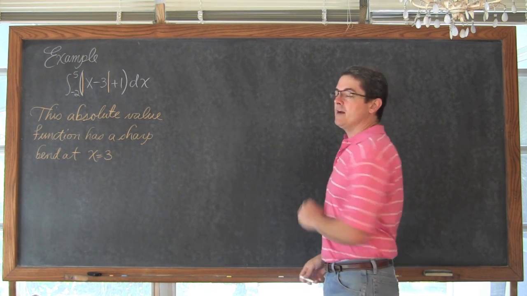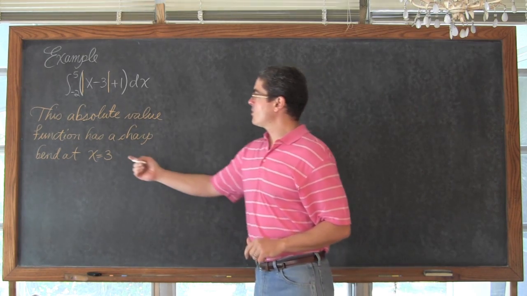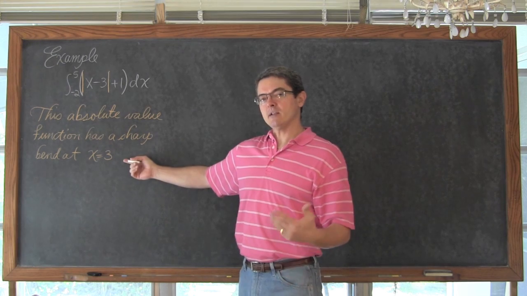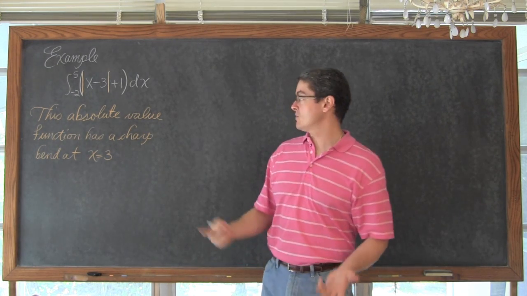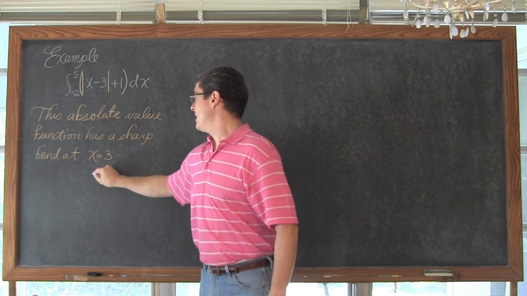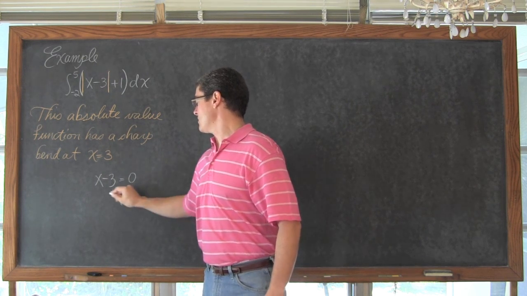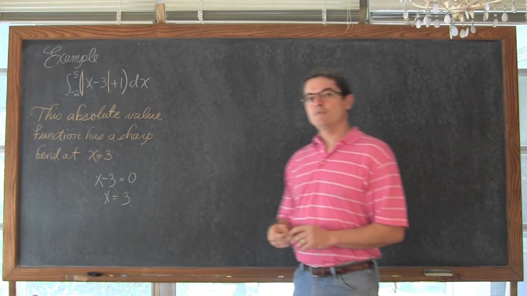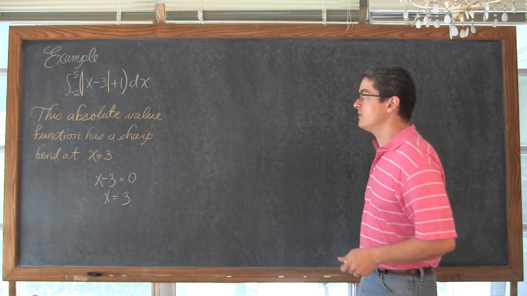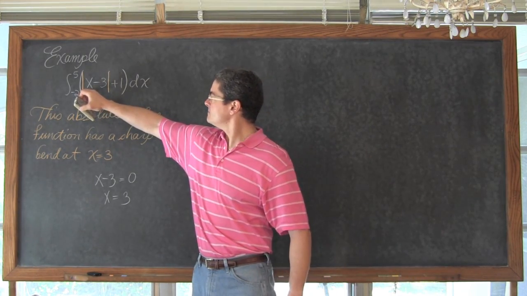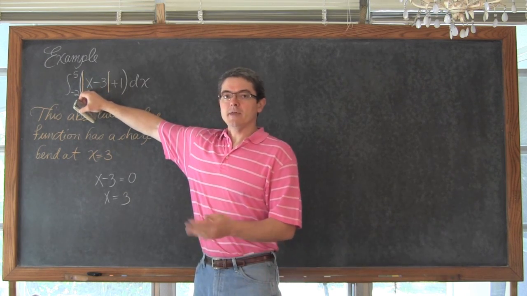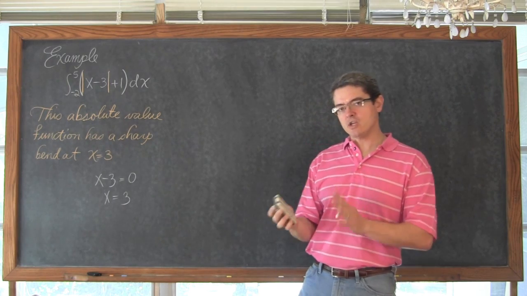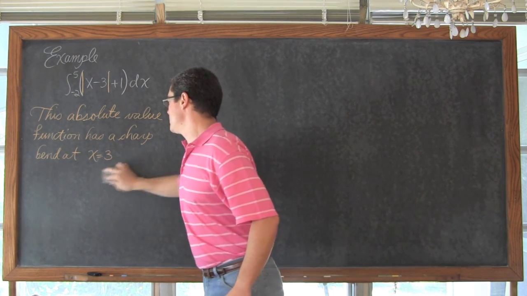So we need to find out where this function is equal to 0, and of course we're going to do that by setting it equal to 0 and solving that little equation. I just sort of wrote the answer, I should have written it out. x minus 3 is equal to 0, and the solution to that is x equals 3. So if we plug in a value that is less than 3, like 2, then 2 minus 3 is equal to -1, and the absolute value of -1 is +1, and it shifts. So this is what we're going to do to handle that.